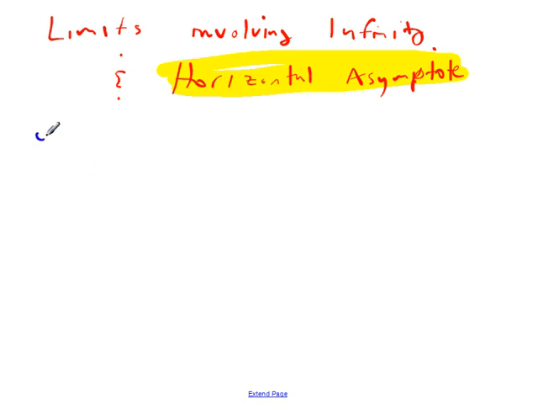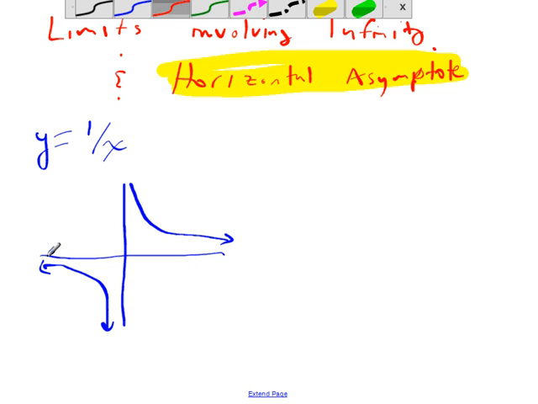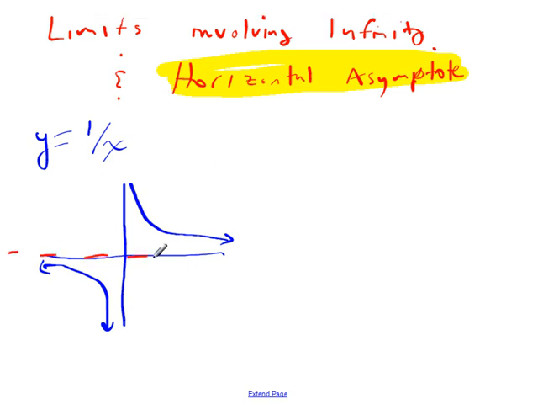Let's think about the graph y equals 1 over x, and we know what that looks like. It's a rational function, and the horizontal asymptote, which is something that you studied in pre-cal of this function, is y equals 0. But what is the horizontal asymptote really investigating?